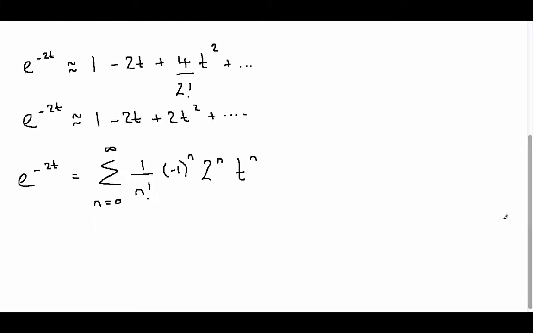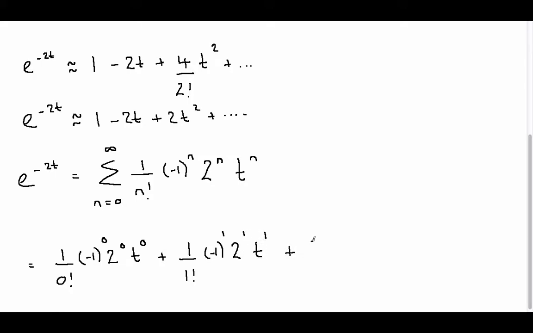And you can see, if you want to try it out for yourself, sub in a few values. So subbing in, let's say, the first 3 values, see if we recreate this. We get 1 over 0 factorial, minus 1 to the 0, 2 to the 0, t to the 0, plus 1 over 1 factorial, minus 1 to the 1, 2 to the 1 times t to the 1, plus 1 over 2 factorial, minus 1 squared, 2 squared, t squared.